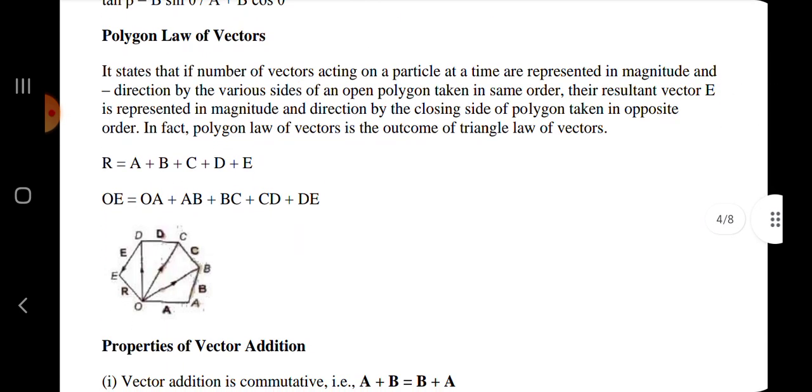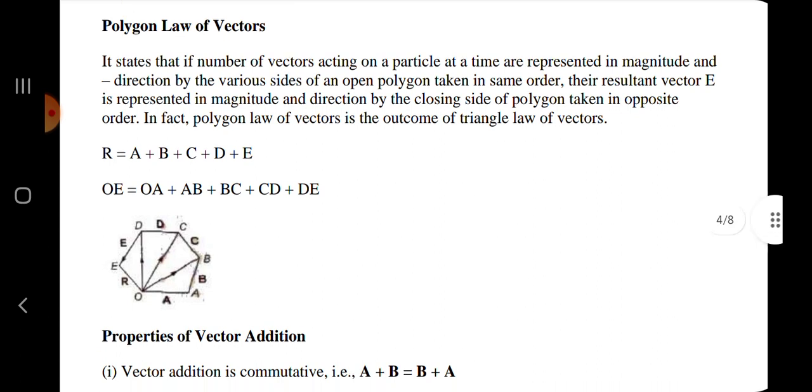And then the polygon law of vectors. It states that if a number of vectors acting on a particle at a time are represented in magnitude and direction by the various sides of an open polygon taken in the same order, the resultant vector R is represented in magnitude and direction by the closing side of the polygon taken in opposite order. In fact, polygon law of vectors is an outcome of triangle law of vectors.